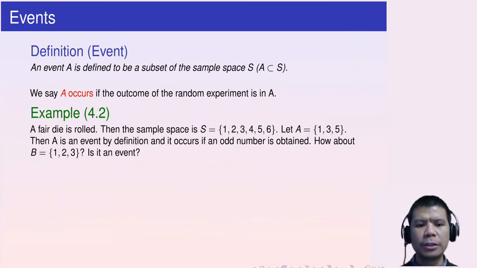Now let's consider another definition called events. When we talk about probability, we're always saying this is the probability of something occurring.